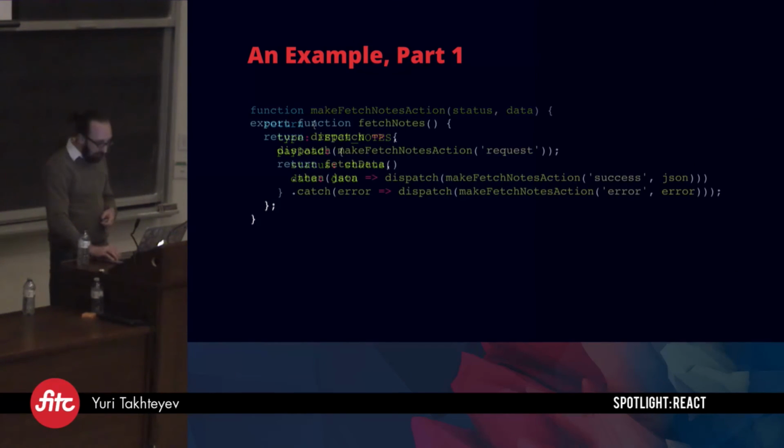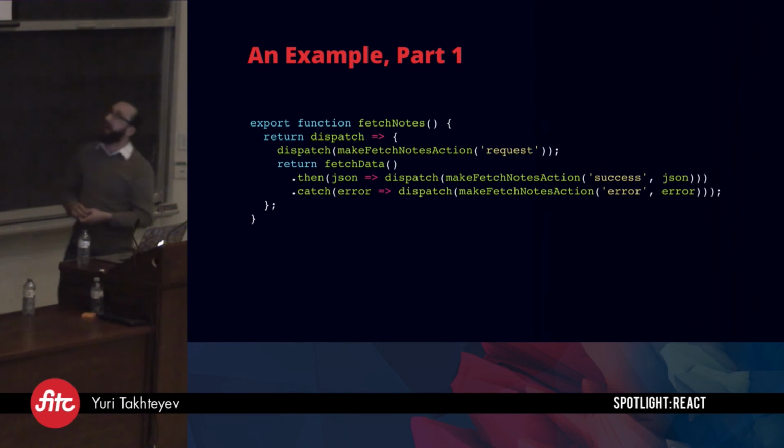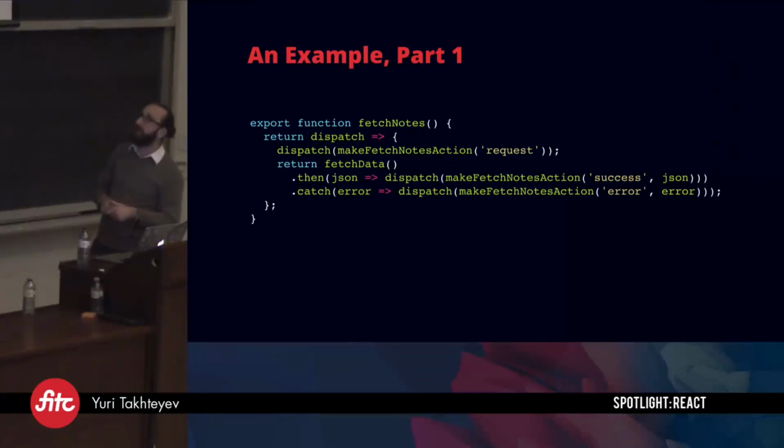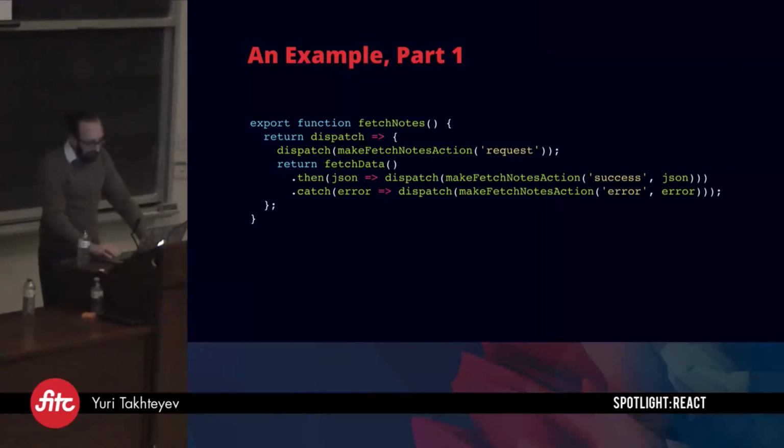And then here is the way we would actually call it. When the action creator gets called, we're going to immediately dispatch an action letting everyone know that there is a request, and then we're going to call fetch data, which is a function that makes an actual call and gives us a promise. When the promise resolves, we're going to dispatch an action letting everyone know that there is a success, and if it fails, then we're going to dispatch an action letting everyone know that it failed. So that's the most straightforward approach.